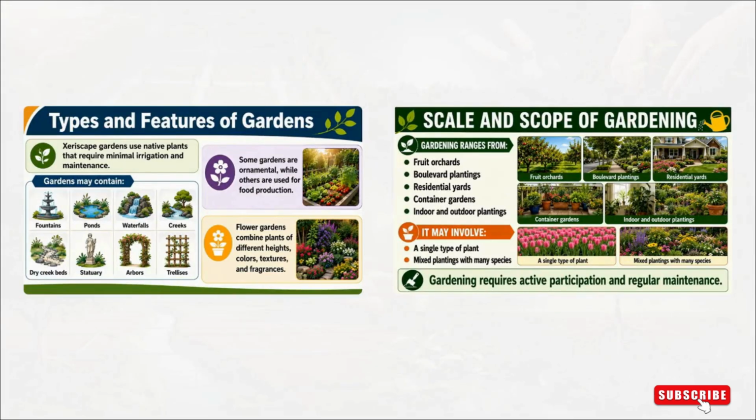The sheer variety of features and scales you can play with is staggering. A garden might feature structural heavyweights like grand fountains, dry creek beds, statues, or arbors. And scale-wise, we're talking everything from massive fruit orchards and city boulevard plantings down to a tiny, perfectly curated container garden sitting on a windowsill.